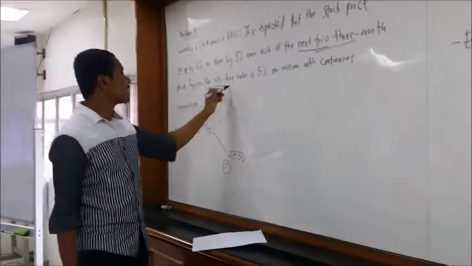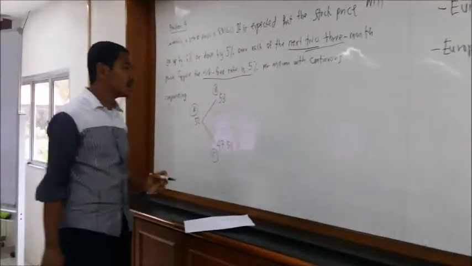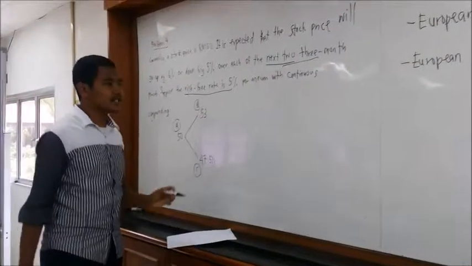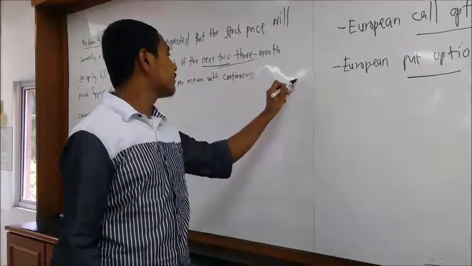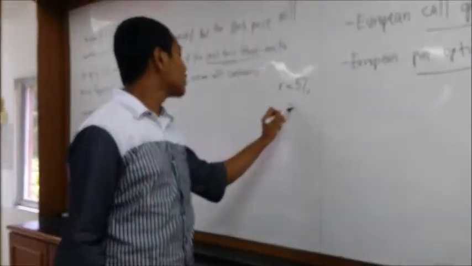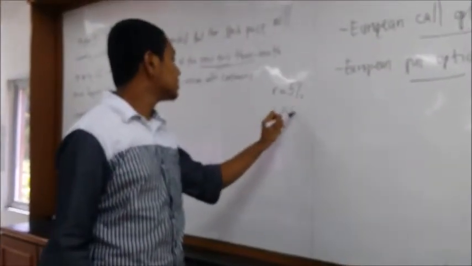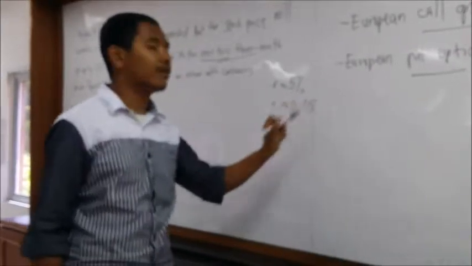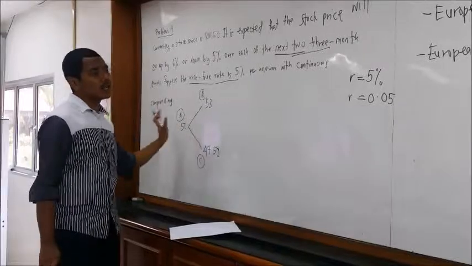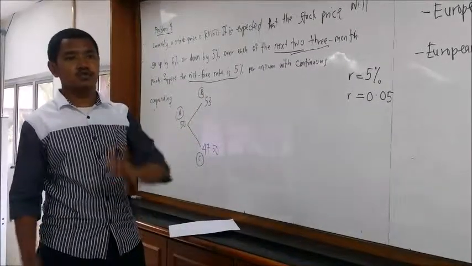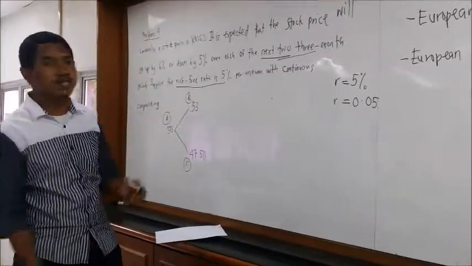Suppose the risk-free rate is 5%. The risk-free rate is our R, which is 5%, or we can write this as 0.05 per annum with continuous compounding. This question was divided into 2 parts, for the call option and put option.